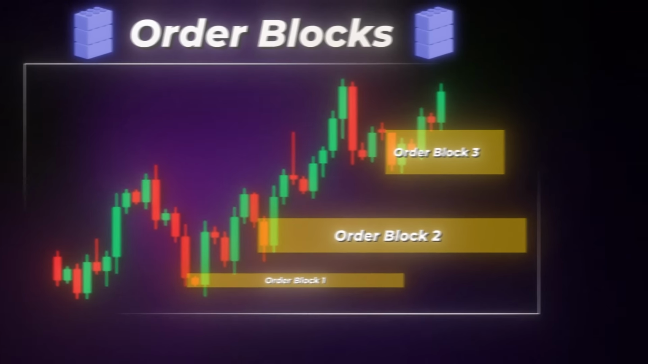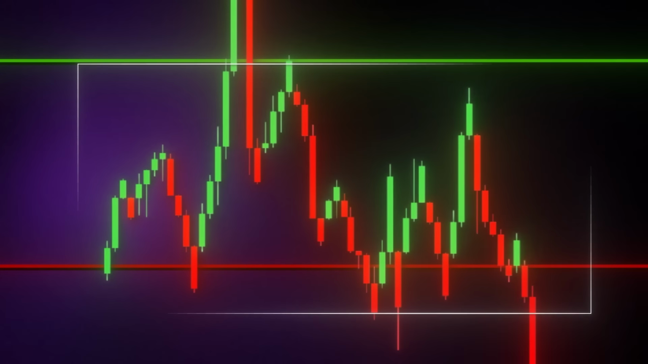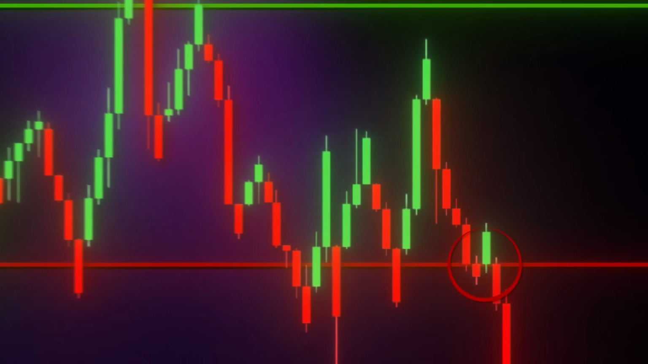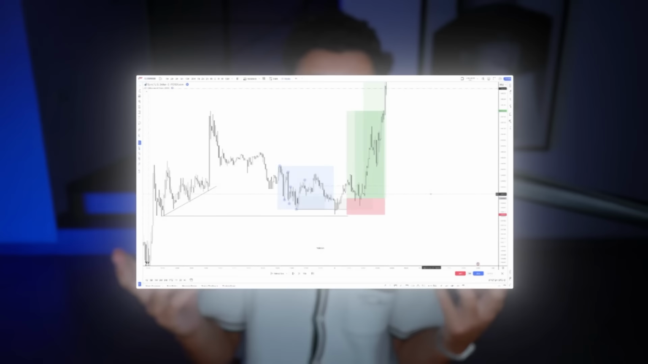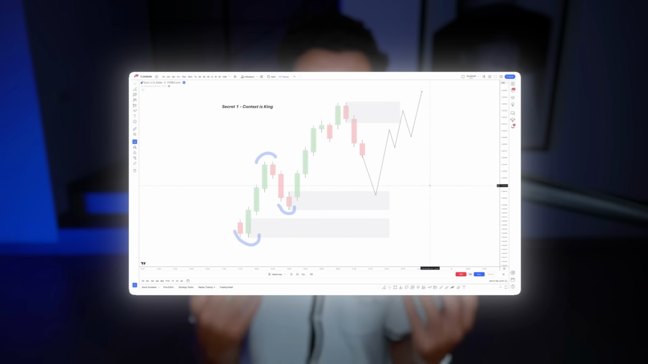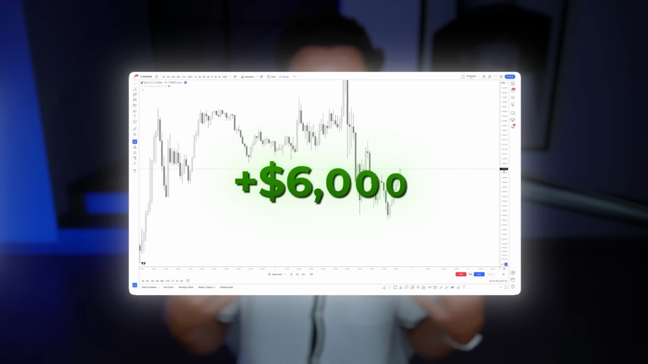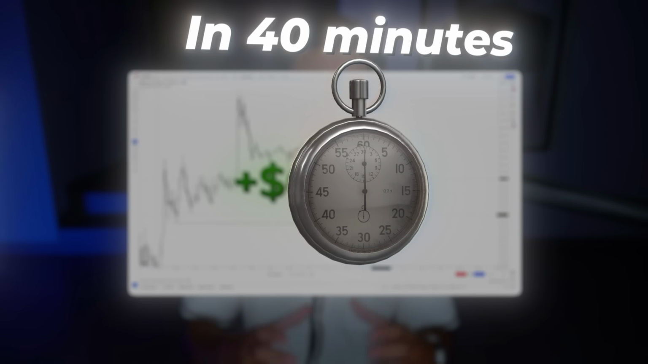So you're trying to trade order blocks, but every time you seem to place a trade, price just tags you in and then ends up ripping straight through your stop loss and your order block along with it. And then you see traders like me who take trades like these ones, trading the same concepts of order blocks, but when I trade, I make over $6,000 in 40 minutes.